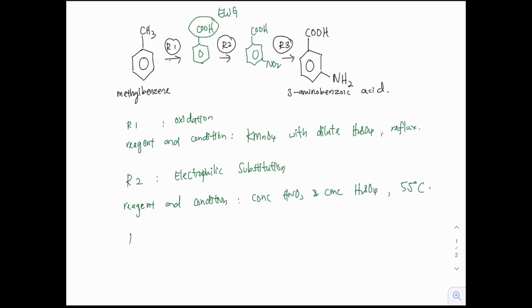From reaction 2 to reaction 3, from this to this, we need a reduction. We need a reducing agent. So this reaction is reduction. The reagents and conditions that we need are tin, concentrated HCl, and also NaOH as an optional answer. This is how we synthesize 3-aminobenzoic acid from methylbenzene.